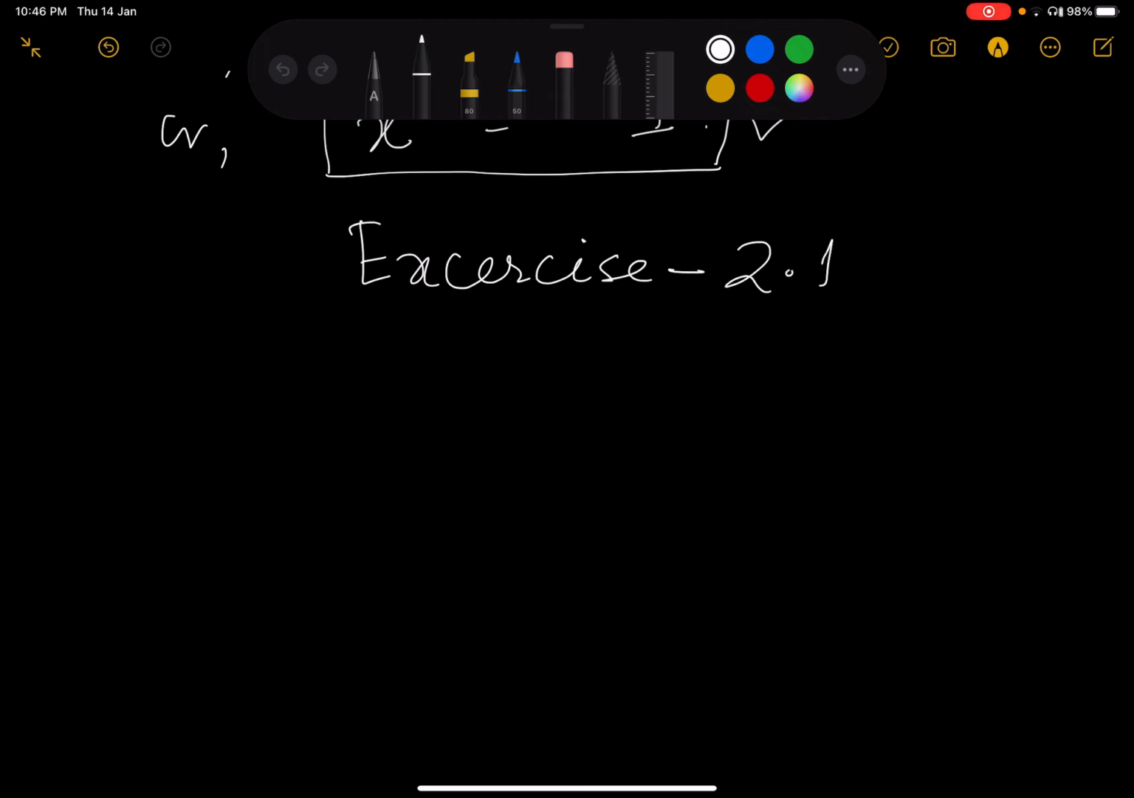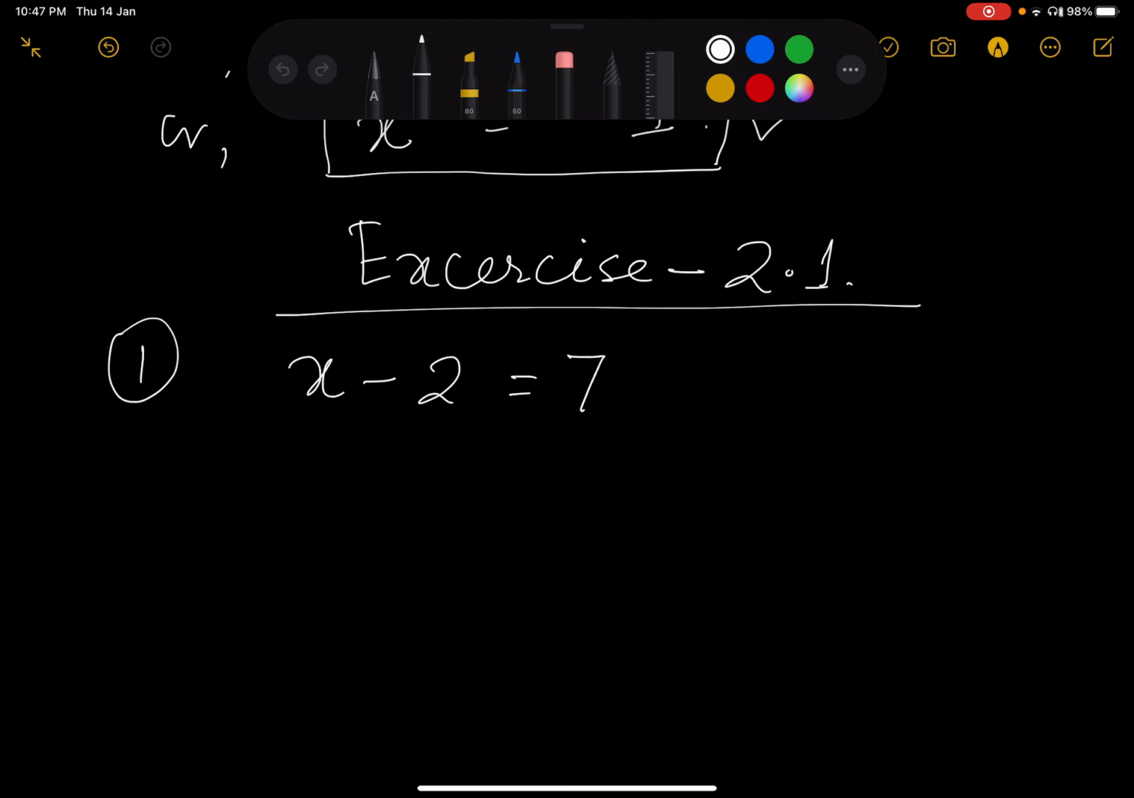I have taken this problem from exercise 2.1, as chapter 2 is linear equations. So, we will solve the problems of exercise 2.1. The first problem given is x minus 2 is equal to 7. In this linear equation, you will have to find the value of x.